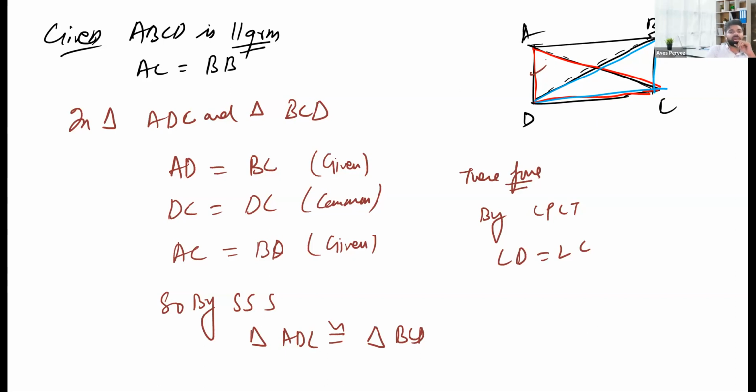You have to prove these red and blue triangles are congruent triangles. You have taken this ADC. Let me show you here, the red one, ADC, and this one BCD. So this side is equal to this side. Why? Because ABCD is a parallelogram, so opposite sides are equal.